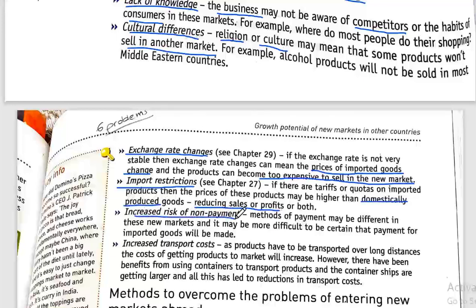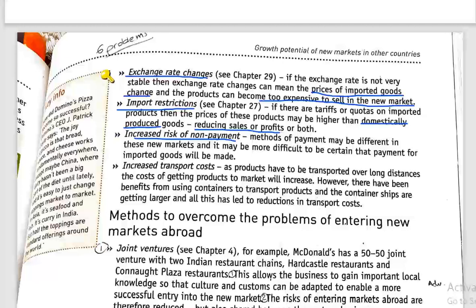Increased risk of non-payment. Methods of payment may be different in these new markets. It may be more difficult to be certain that payment for imported goods will be made. So I must make sure to understand how these new markets actually pay before I move and start producing and selling in this new market, because I might face the risk of these markets not paying me in the way that I'm used to in my home market. Increased transport cost.